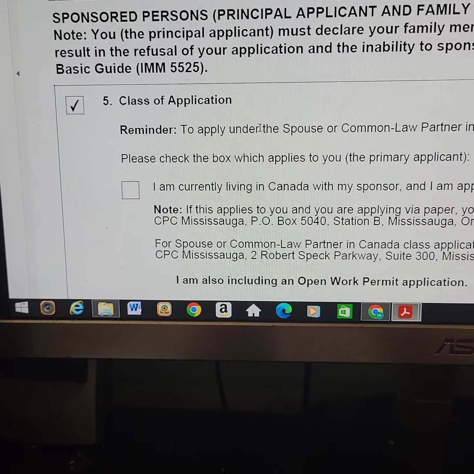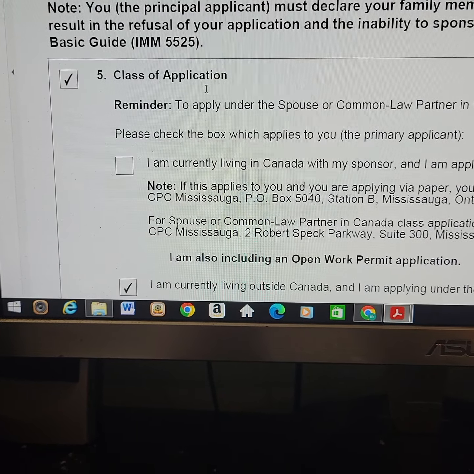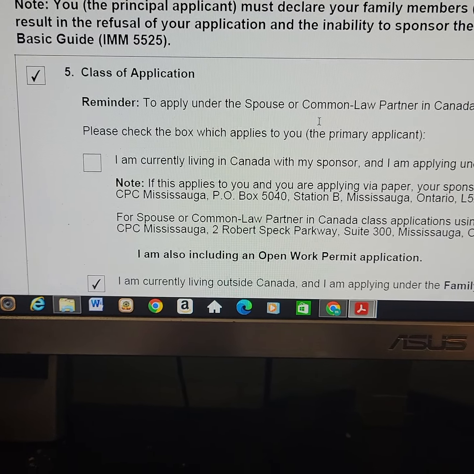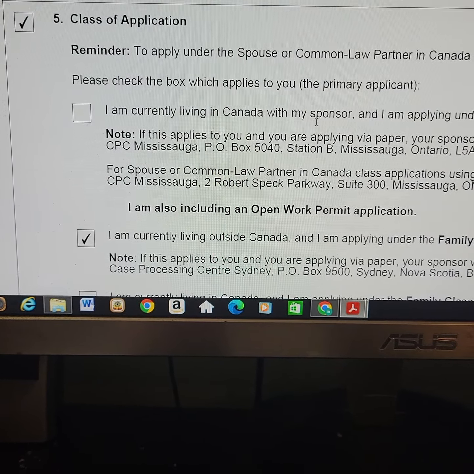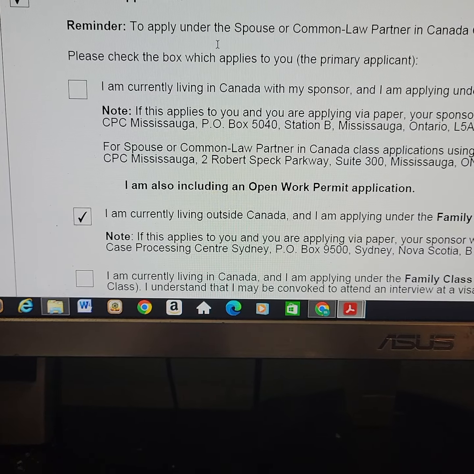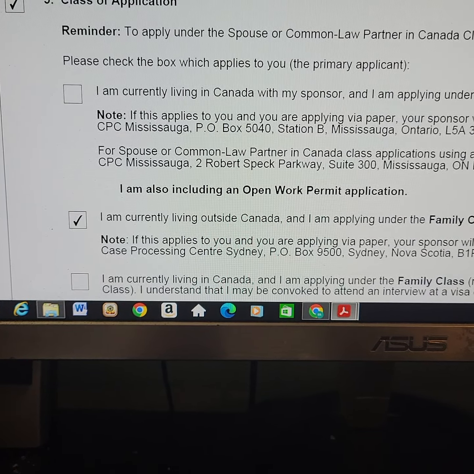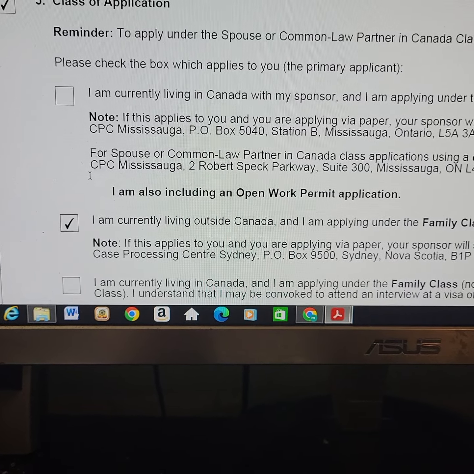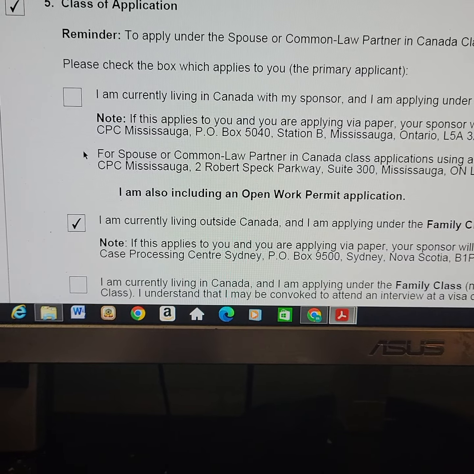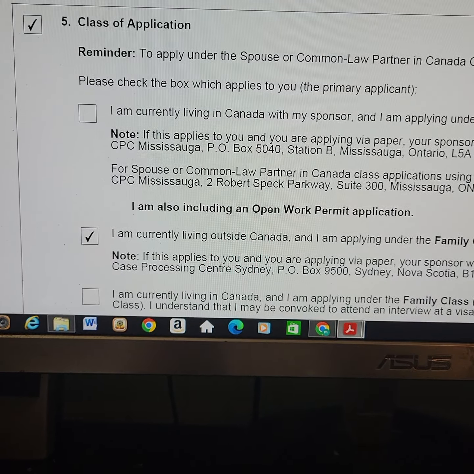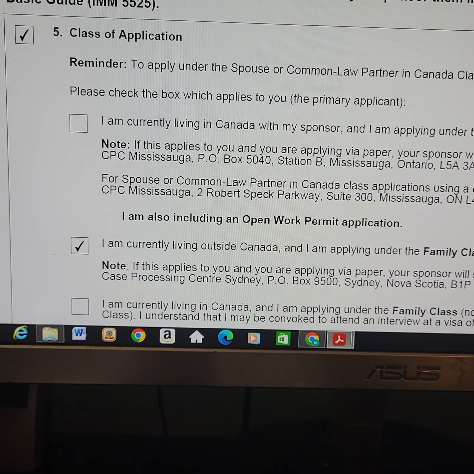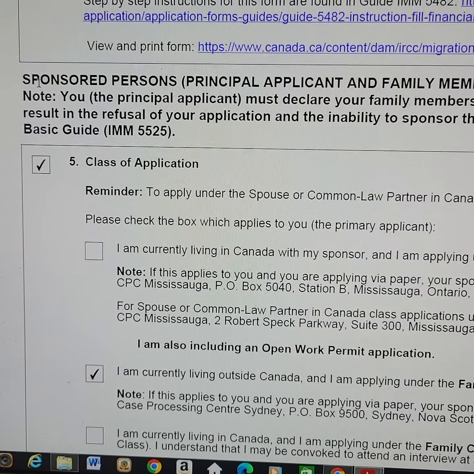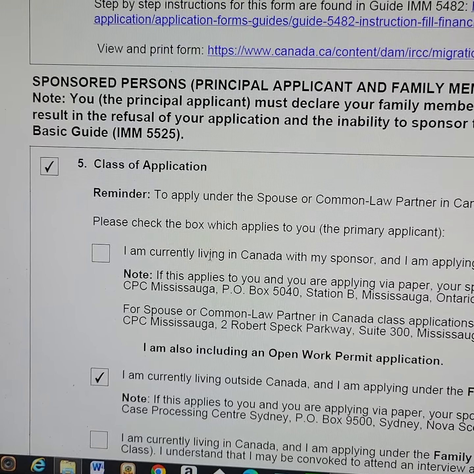Okay. Next one will be the class of application. Okay, you check off the box and read everything. You have to read the whole thing. Okay, so to apply under the sponsor in Canada, you must be living with your sponsor in Canada. So since your spouse is in Morocco, like I'm saying, you have to pay attention. You see here, sponsored persons, principal applicant, and family members. So your spouse needs to fill this part of the form.